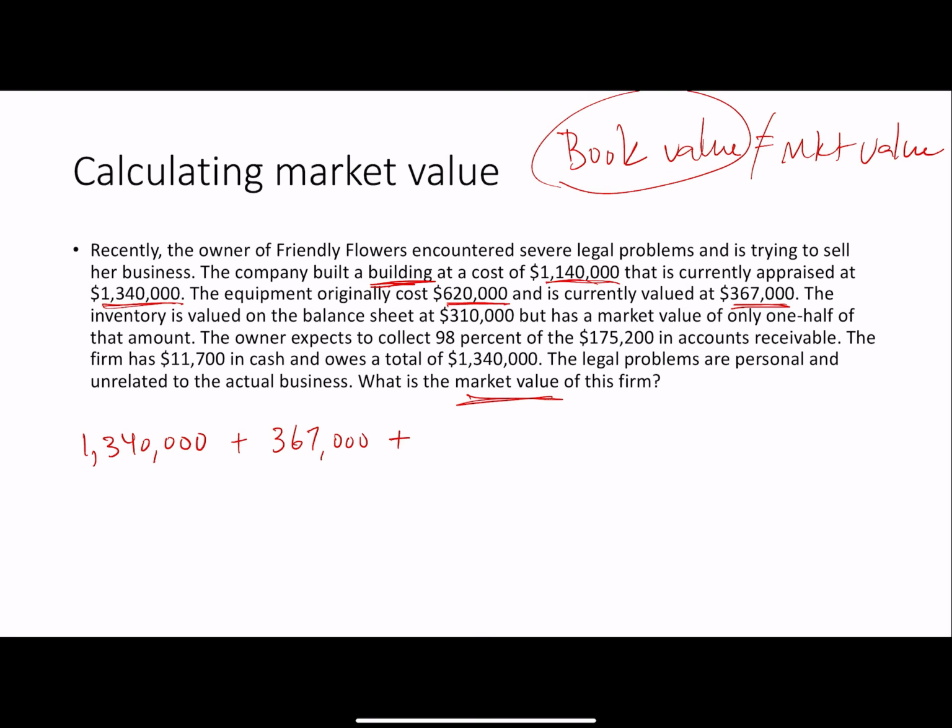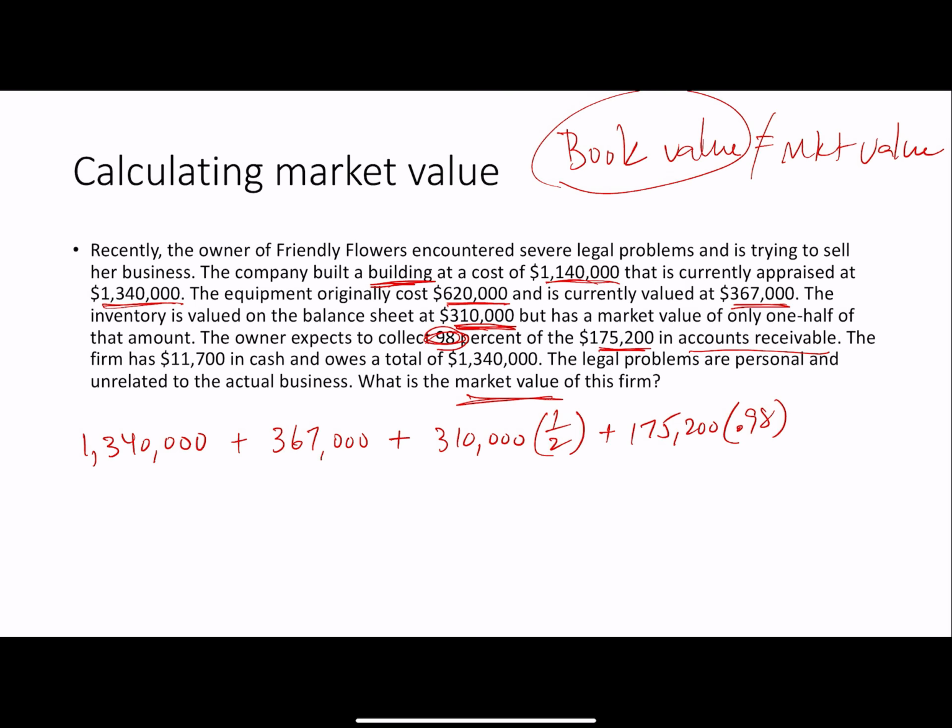Let's see. Inventory on the balance sheet is valued at $310,000, but we know that the market value is probably only half of that. So we put in $310,000 multiplied by 1/2. And then we have accounts receivable. Now, accounts receivable on the balance sheet is at $175,200, but the owner expects to only collect 98% of that. So we add $175,200, but multiplied by 0.98 because that's what we expect to collect.